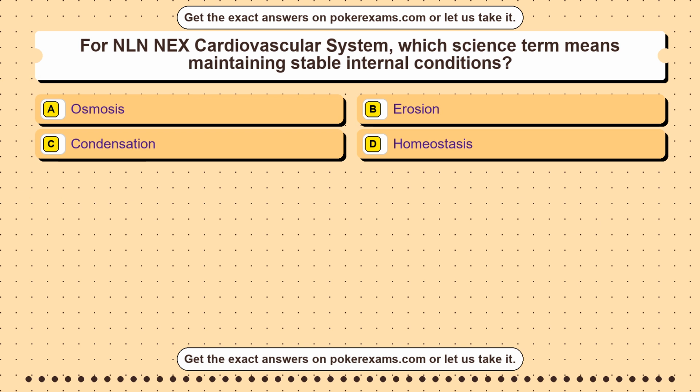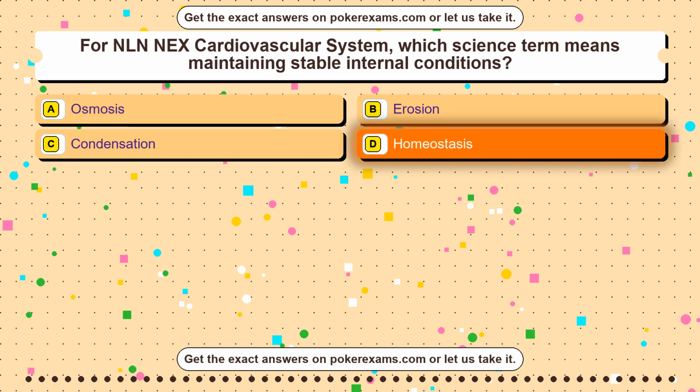Question 22. For her C2 biology review, which term means toward the front of the body? Option A, posterior. Option B, inferior. Option C, lateral. Option D, anterior. The correct answer is option D.